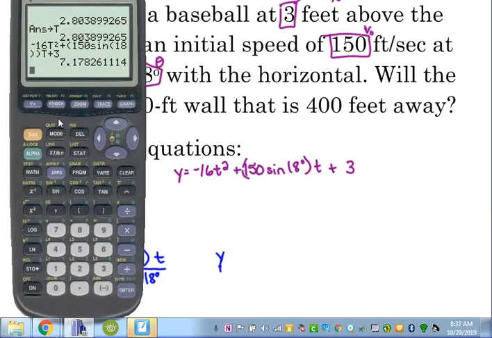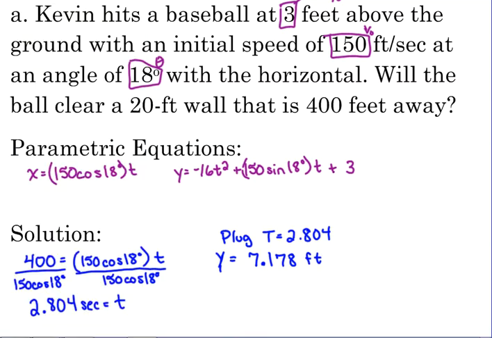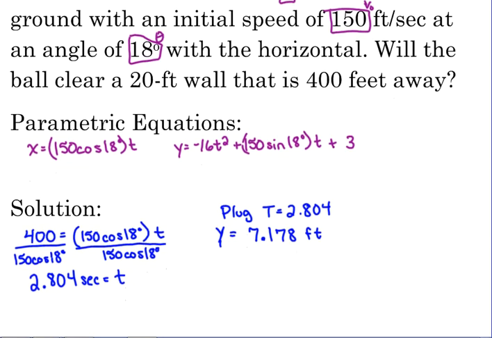So I plug in t equals 2.804, and I get that y equals 7.178. And this is in feet. The wall is 20 feet tall. So did it clear it? No. It hit the wall at 7.17 feet. So no, it didn't clear.